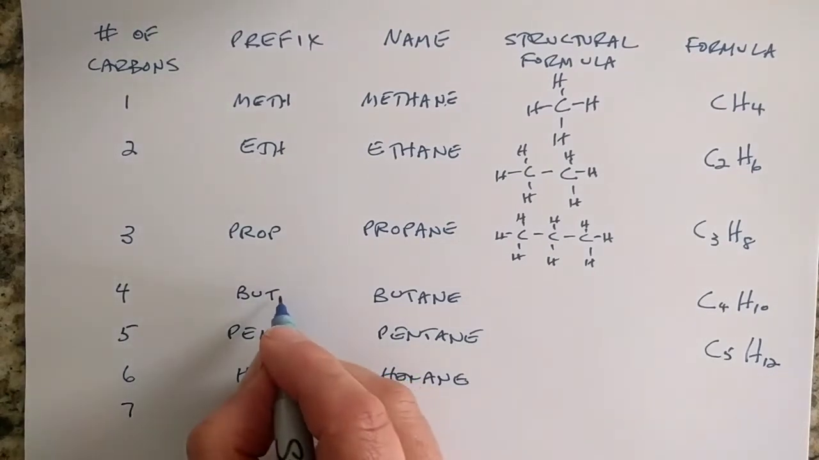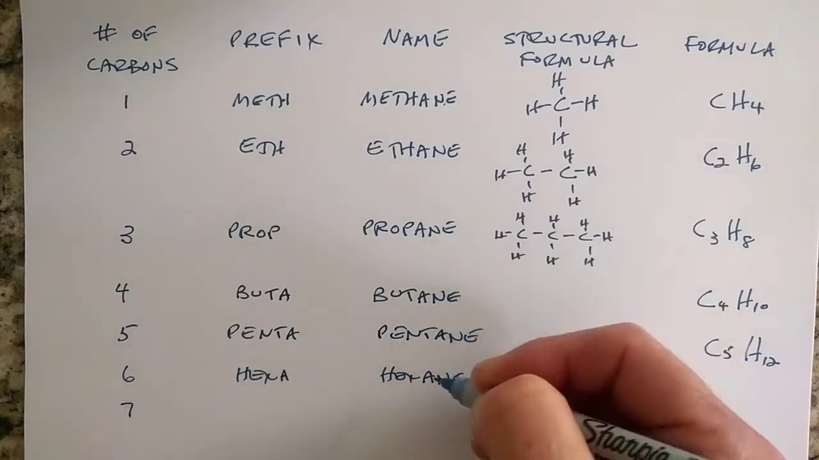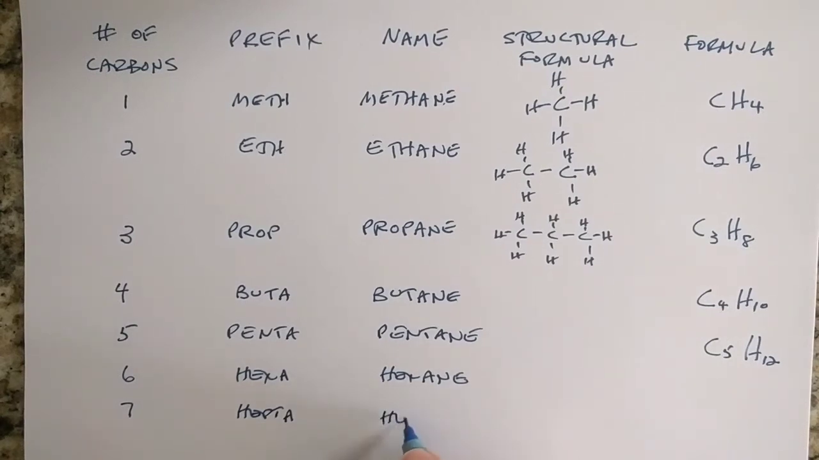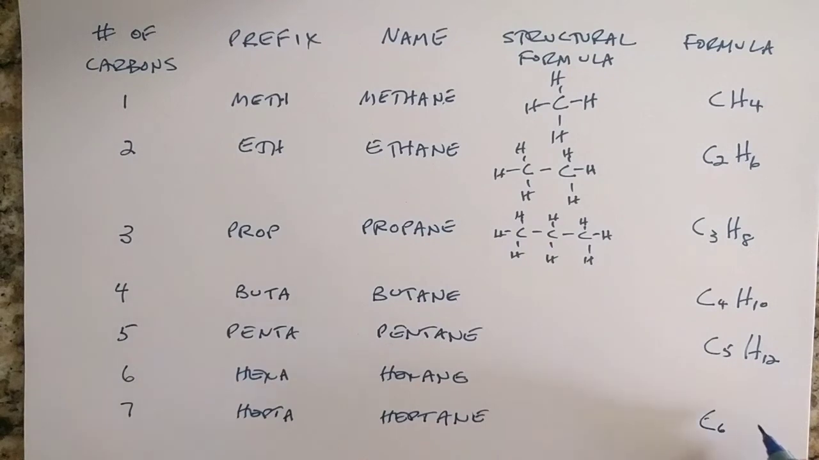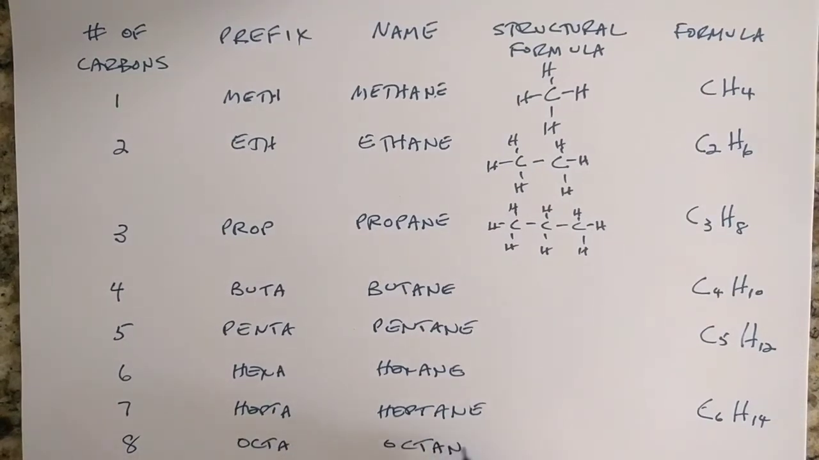For 6, hex, hexane. So I guess it's buta, penta, hexa. I guess that's true. And then we just take that A off for A and E. Hexa. We don't say hexahexane, we say hexane. All right, and then 7, hepta, so this is heptane, C7H16. 8 is octa, so octane.